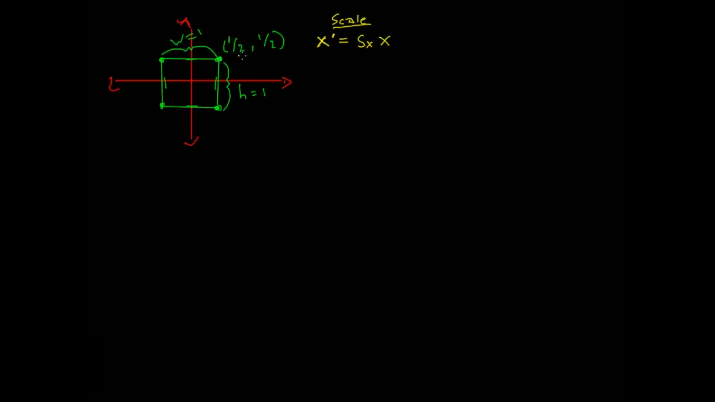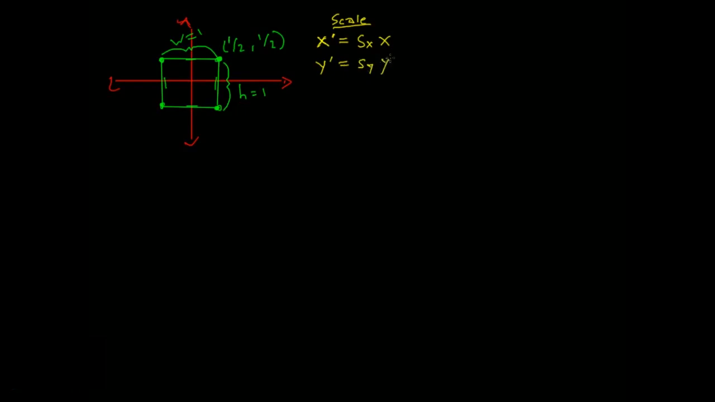or rather y prime, of this particular point is equal to some form of a scale in y. Let's call it as sy into y. So if I write it here, the y prime is equal to scalar y into y.